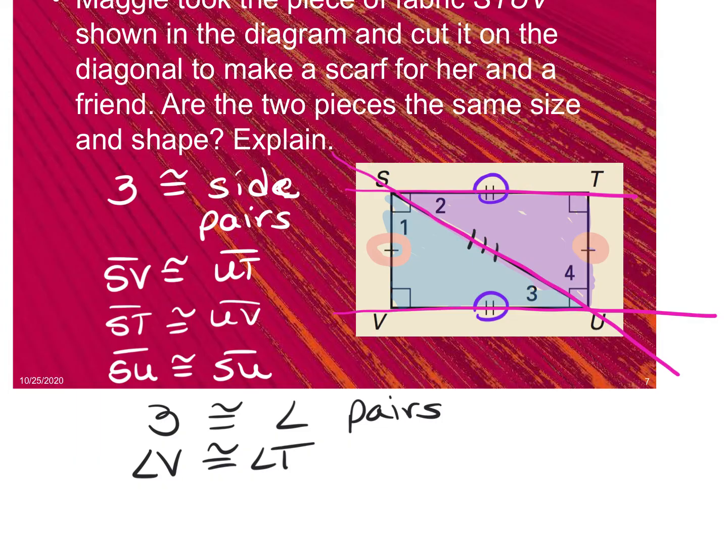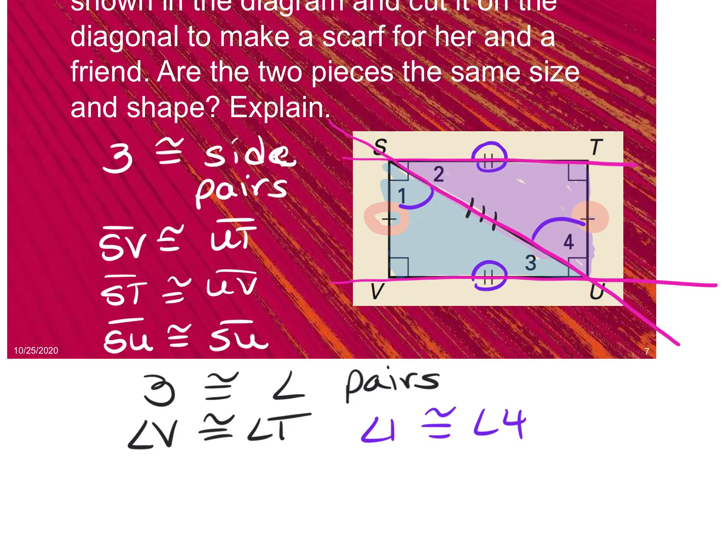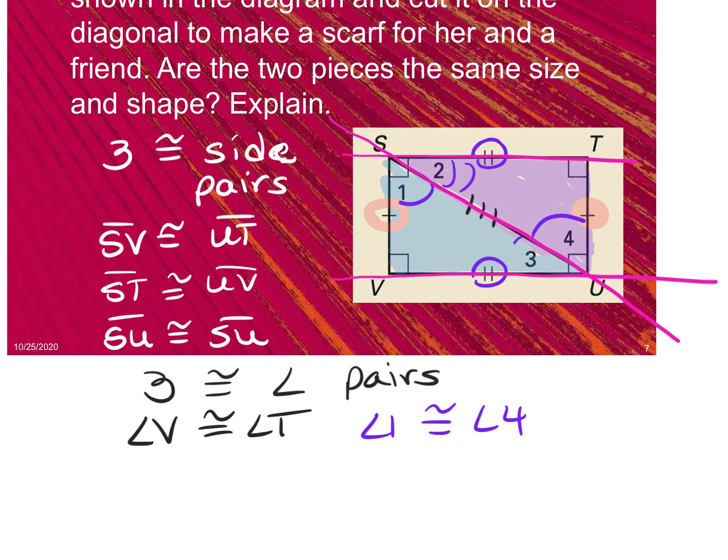So I can show that angle 1 is congruent to angle 4 because they're alternate interior angles. And then I can also show that angle 2 is congruent to angle 3 because they're also alternate interior angles. Because I showed that ST was parallel to UV because they were both perpendicular to the same line.